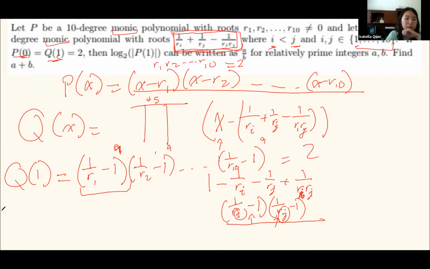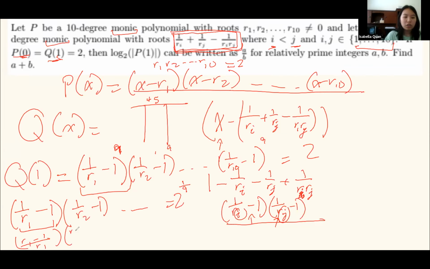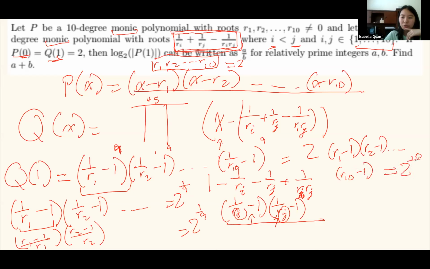So this is all equal to 2, which means that (1 minus R1)(1 minus R2) and so on, to the 9th power, is equal to 2. So the product is 2 to the power of 1 over 9. Okay, so that's kind of a cute observation. Well, why is it important? Let's rewrite this as (R1 minus 1) over R1 times (R2 minus 1) over R2. I realize I mixed it up, it's actually 1 minus R1, but it doesn't matter because it's a negative times a positive. It's fine. This is all equal to 2 to the 1/9. And then when you multiply it all out, notice that the denominator is just R1 R2 through R10, so it's going to be 2. So what happens is we get (R1 minus 1)(R2 minus 1) through (R10 minus 1) is all equal to 2 to the power of 10 over 9.